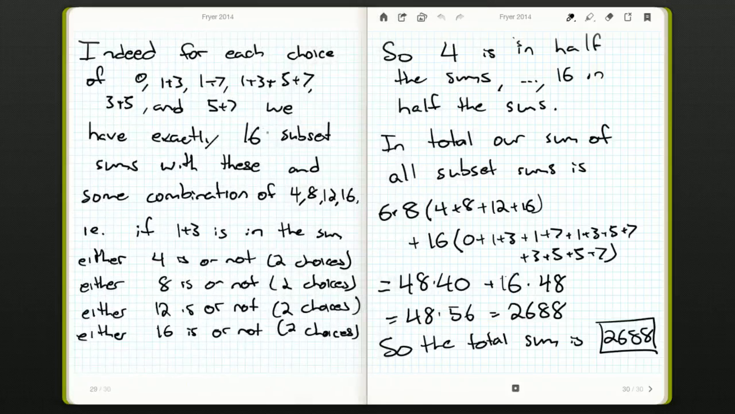Now, if of a fixed subset, either 4 appears in it or not. 8 appears in it or not, 12 or not, 16 either appears or not. And so half the time, if 4 appears, it's going to appear 2 times 2 times 2, which is 8, or half the time. So 8 times in any of the 6 situations, 4 will appear. So that definitely works, and we have explained our reasoning, our combinations, why when 4 appears, when it doesn't appear, and all in all, it gives us a sum of 2,688. So that should be our final answer.